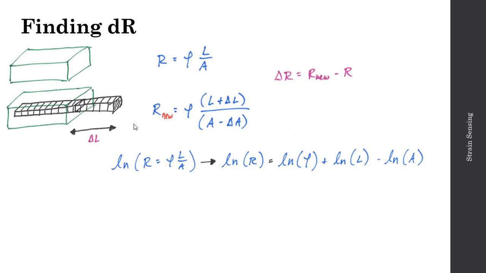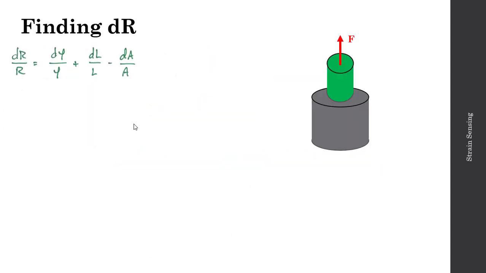Now, we know from calculus that if I take the derivative of the natural log of x, the result is 1 over x dx. So if I apply this to my natural log equation, I end up with dR over R is equal to d rho over rho plus dL over L minus dA over A. So I've rewritten the equation here, and this dR over R, that's ultimately what I'm interested in.